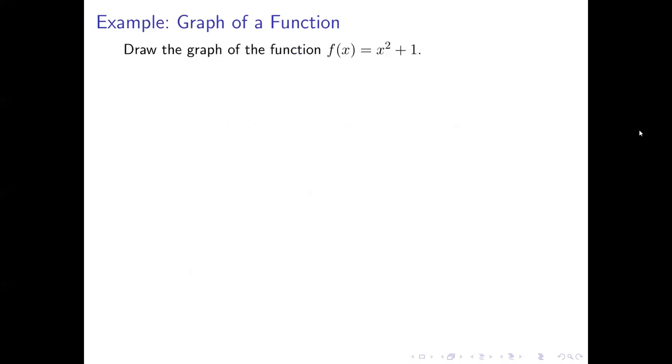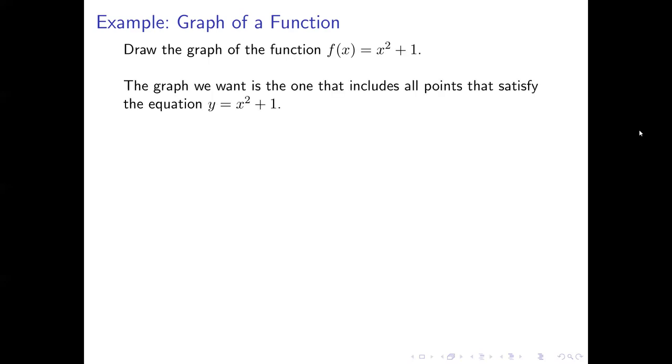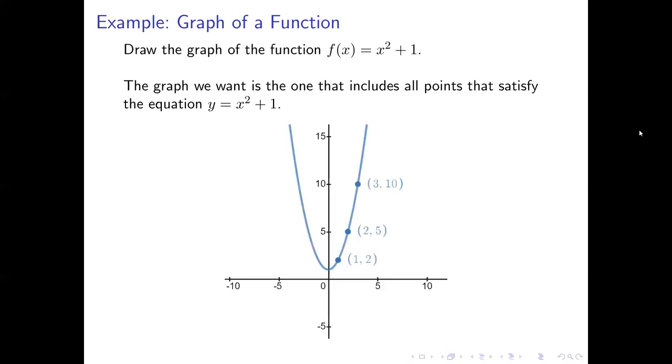Here's a quick example. Let's say we'll change our example slightly. Let's say that our function is defined by this equation here, where f of x is equal to x squared plus 1. So if we want to draw the graph of this function, it will be the graph of all the points whose coordinates satisfy the equation y equals x squared plus 1. This is what it will look like.